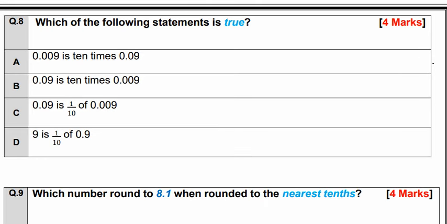Now this question says, which of the following statements is true? Which one is 10 times or 100 times? So you need to know first of all the decimal places' locations. If you have a decimal, let me write some numbers here: 9, 1, 2, and this is 3, 4, 5. When you move from this place to this place, this place is 10 times of this place. So the tens place is 10 times of this, and this place is 100 times of this place.